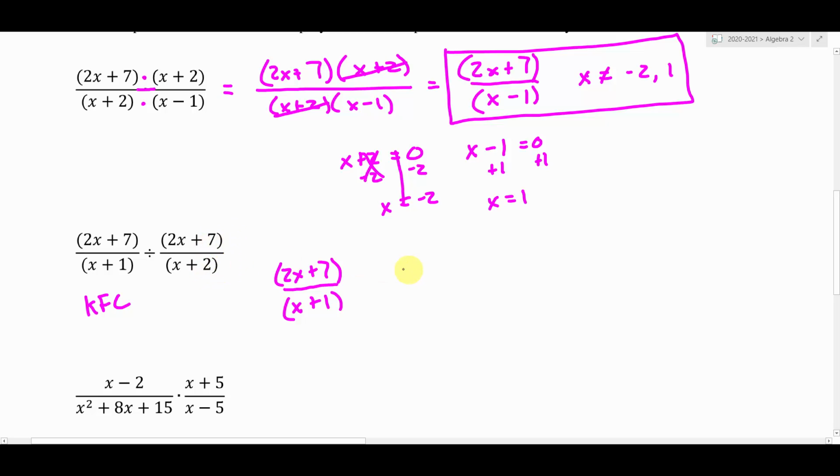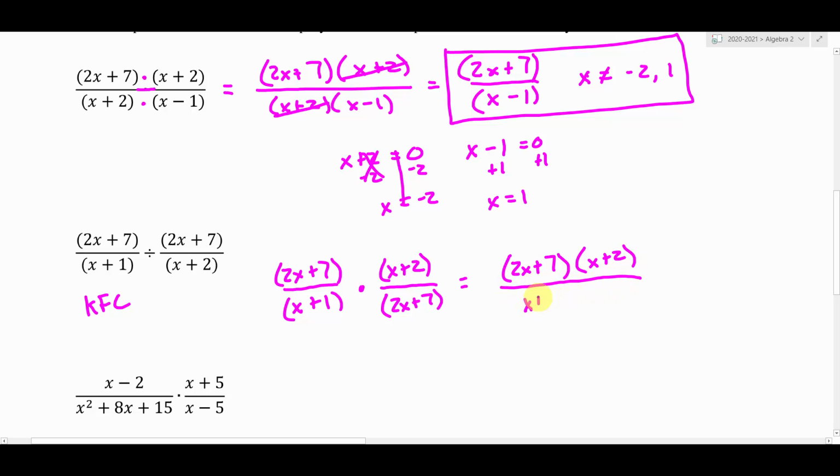We're flipping them over, so I'm going to have the x plus 2 in the top and a 2x plus 7 in the bottom. Then the C stands for change, so we're going to change to multiplication. Instead of division now, we change to multiplication. When we do that flip and change to multiplication, it actually keeps it as an equivalent expression to what we started with. Now when I multiply, I can do exactly what I did up here. I can combine these. So I can say 2x plus 7 and x plus 2.